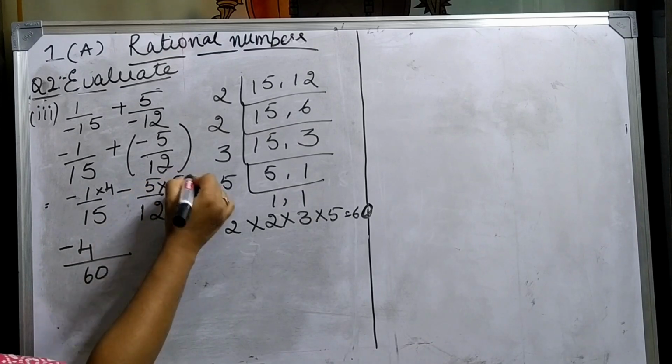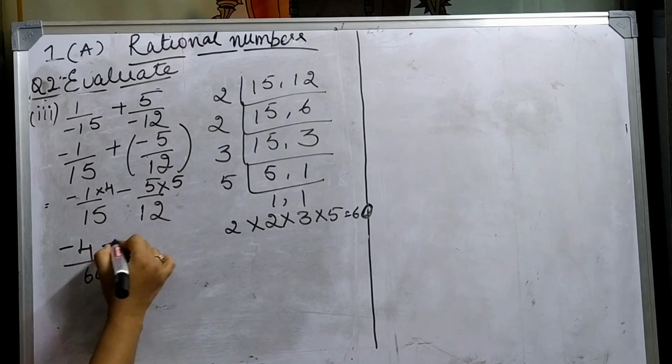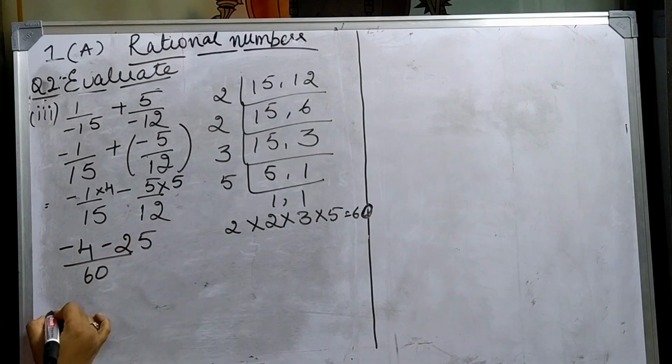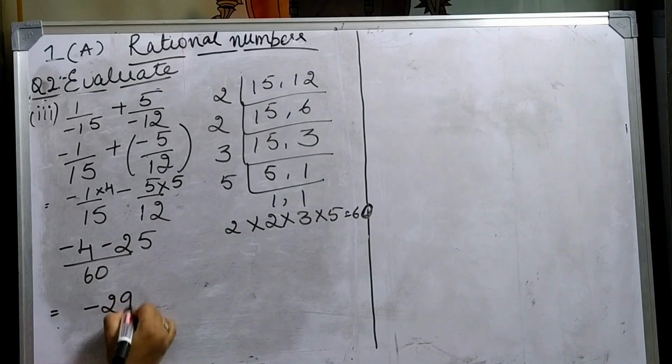Sorry, it is 5. So 12 5s are 60. Multiply 5, it will be minus 25, which is equal to minus 29 by 60.